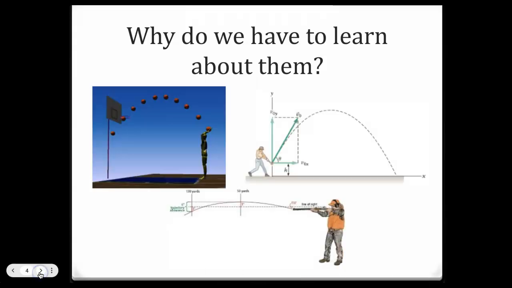Well, when we get to polynomial functions in a future course, we're going to learn that the path of moving objects, like a ball flying through the air, a bullet being fired, a baseball being hit, all follow the path of a polynomial function.